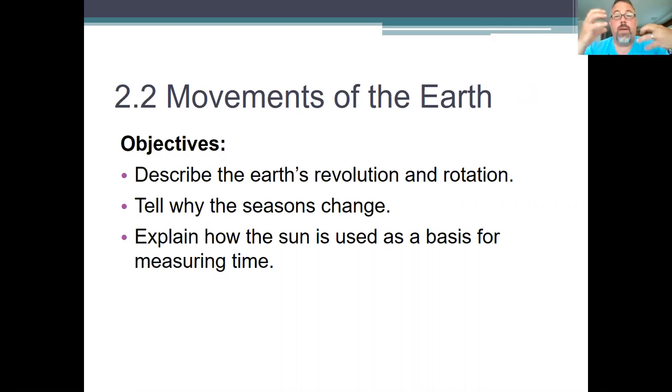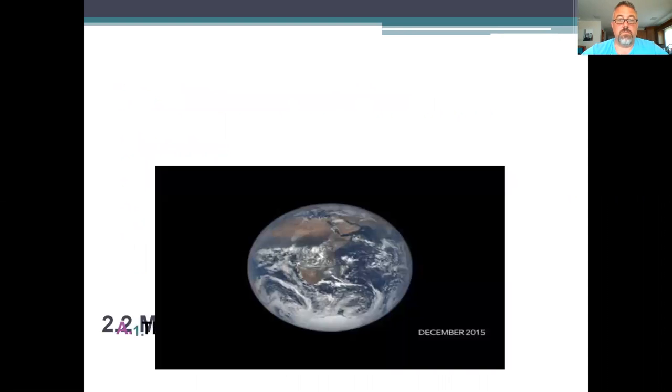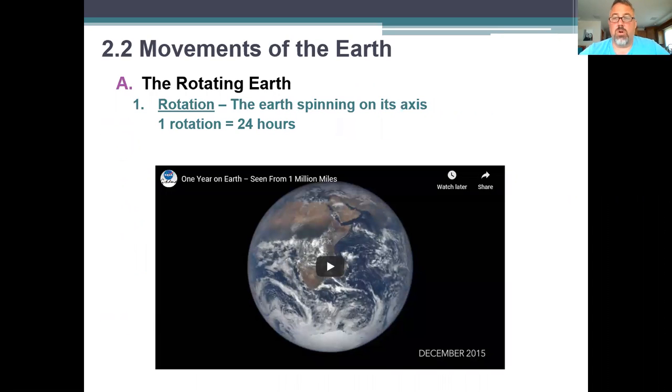We're going to describe what's going on. And then really we're going to talk about how the sun is really our basis for measuring time. Okay, so the first thing, Earth.